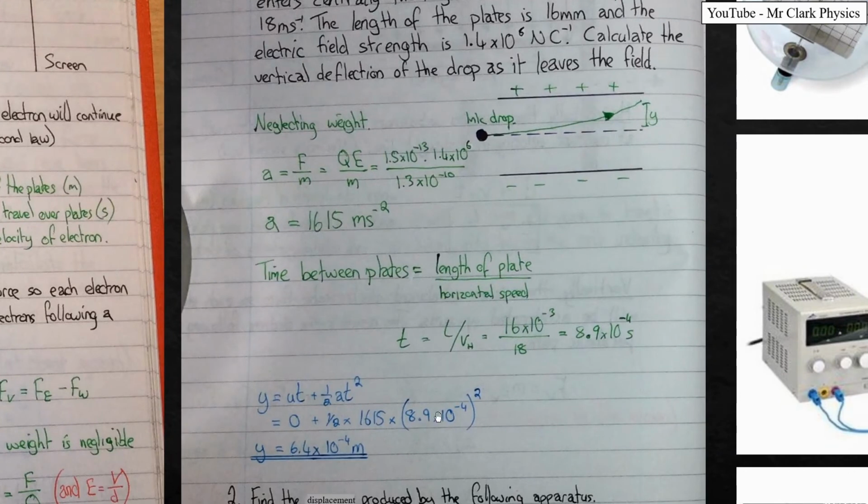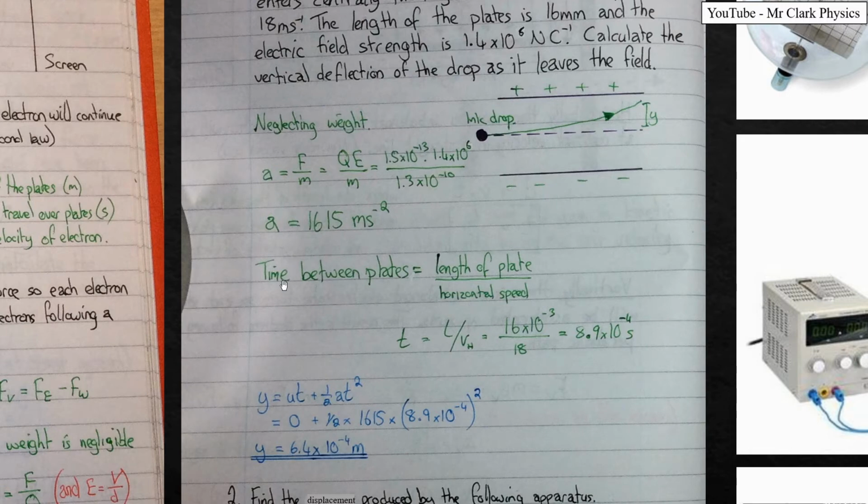Ultimately, we use the equation of motion, but first we have to find the acceleration. We know acceleration is force per mass. We know the force is going to be electric field times charge, and we can put all those numbers in and end up with this number here. It's quite a big number, but that's actually to be expected for a tiny little ink droplet.